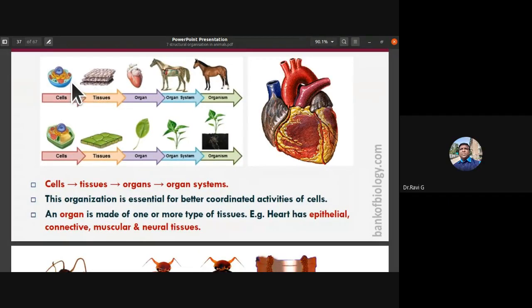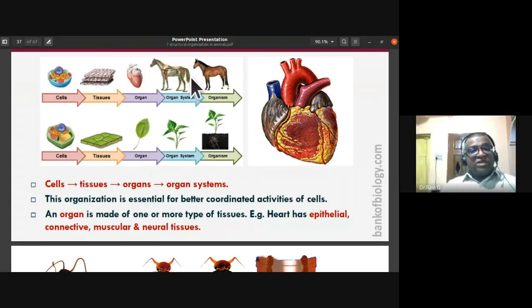The cells are going to form the tissues. A group of tissues are going to form an organ. A group of organs with similar functions form an organ system. Many organ systems together form the organism. So you can see how, from a unicellular to a complex multicellular organism, in animals as well as plants, a group of cells form tissues, and many tissues together form the organs.